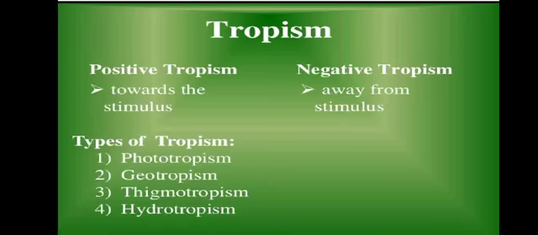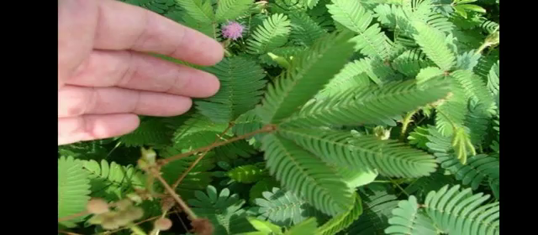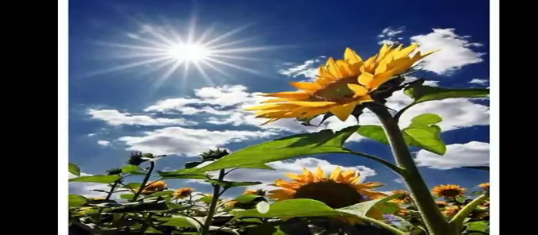In the Mimosa pudica plant, what kind of tropism is there? Come on, tell me, what kind of tropism? Yes, that is thigmotropism, and also it is negative thigmotropism. Why? The leaves are responding away from the touch, isn't it? This shows the negative thigmotropism.